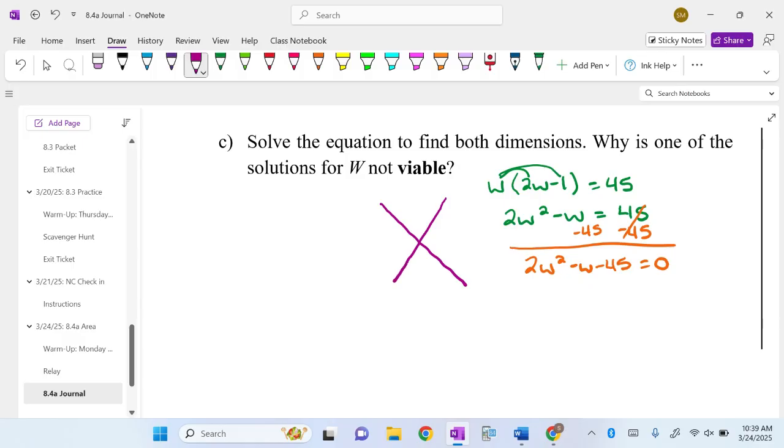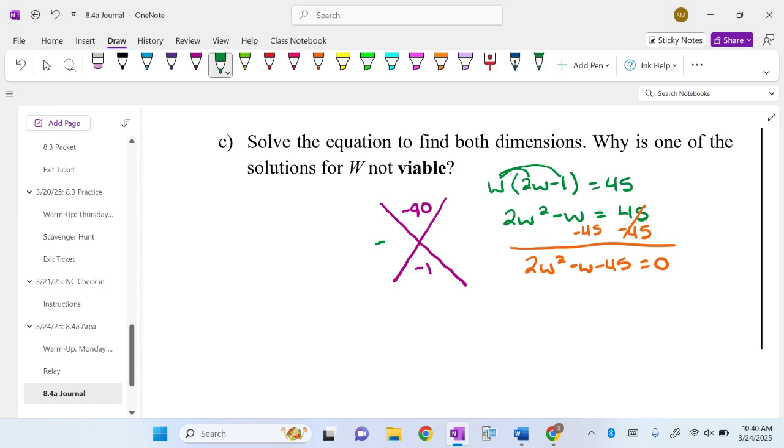What goes on top? A times C, which is not just 90, but negative 90. So 2 times negative 45 is negative 90. What goes on the bottom? Negative 1. That's my B value. So I need two factors of 90 that add to negative 1. And since we have a negative 90, one of those numbers has to be negative, the other one has to be positive. What do you think those two numbers are?